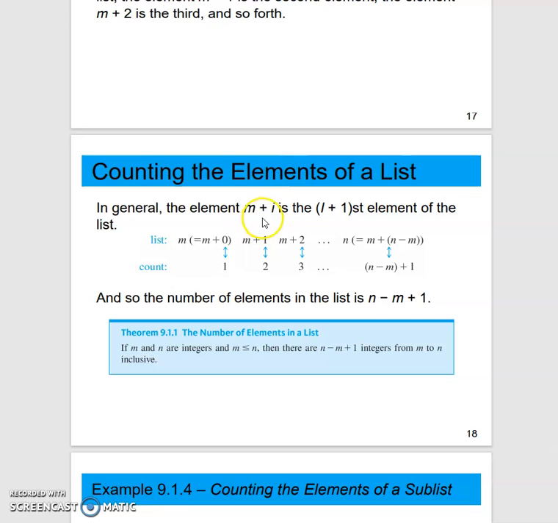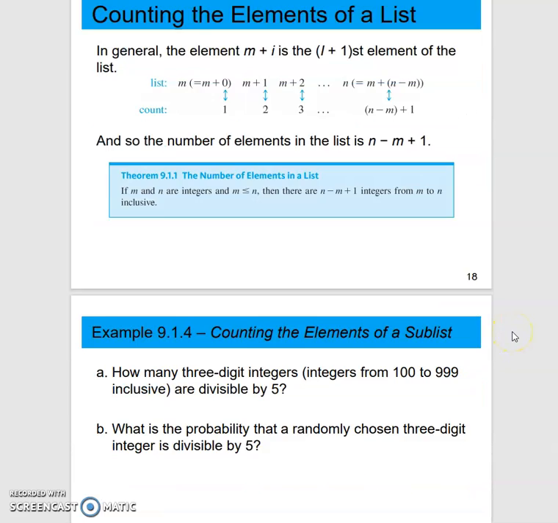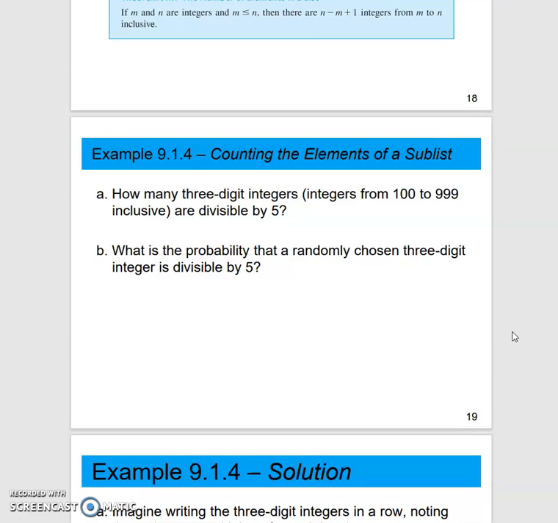So the element m plus i is the i plus 1st element. And so the number of elements in that list will be n minus m, but then we do have that little plus 1 at the end. And that is a good theorem to know as well, because we will see problems like this in our homework. So let's see an example of that.